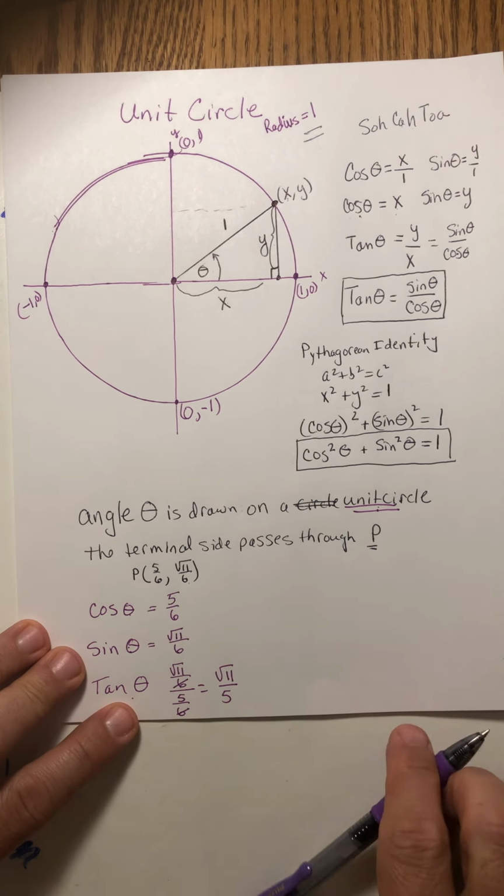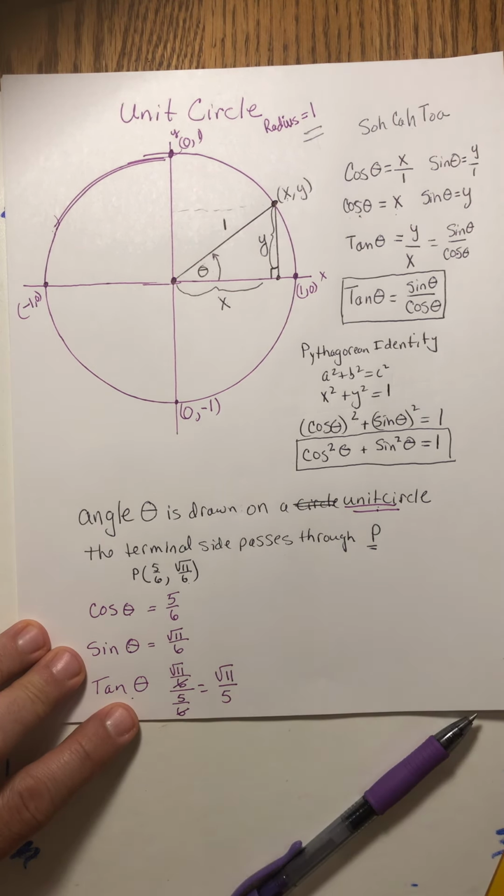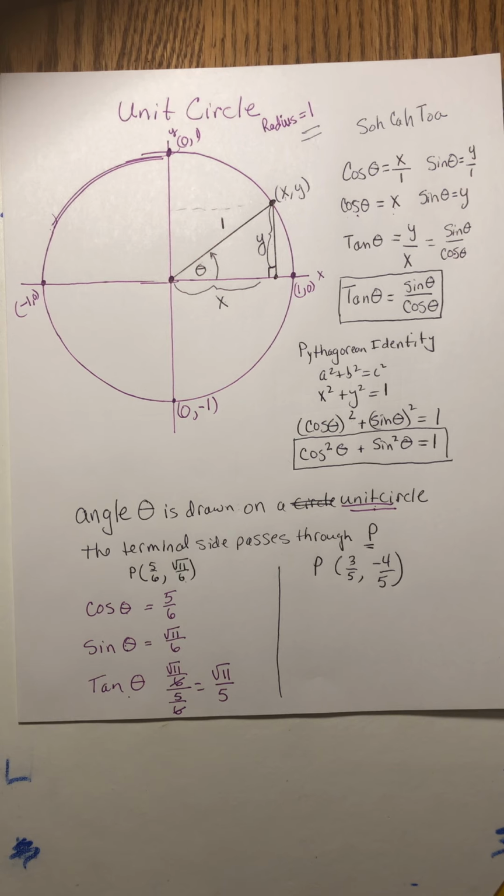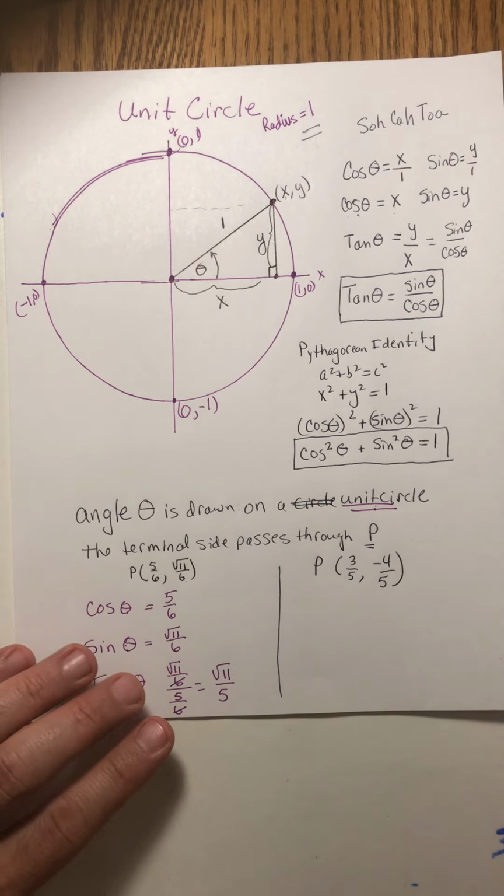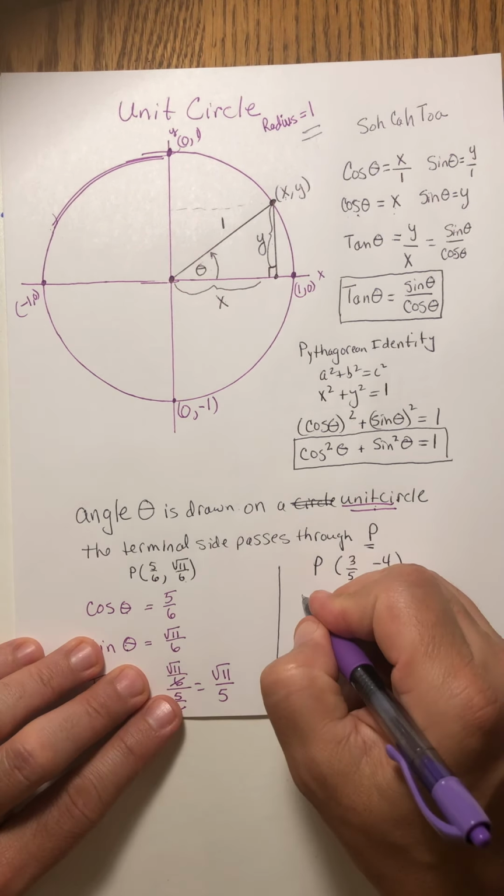Okay? My new P value. Let's do another one. My new P value, 3/5 and -4/5. Okay? We're going to do the exact same thing. What's the cosine, sine, and then the tangent? What's the cosine of the angle? What's the sine of the angle? And what's the tangent of the angle?